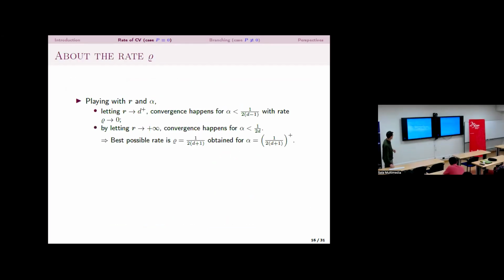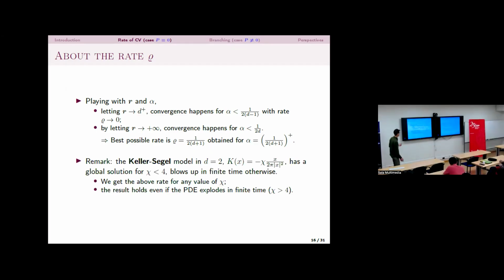Here I don't want to get to the details. If you optimize a little bit on the parameters, you can see that you get a rate. The best rate that you can get for this kind of Keller-Segel model is 1/(2d+1). Typically in dimension 2, you get 1/6, which is also good in a sense because this holds for any parameter chi. I've not made any assumption on it. It can be the bad Keller-Segel model, the one that blows up. It's still the same rate.